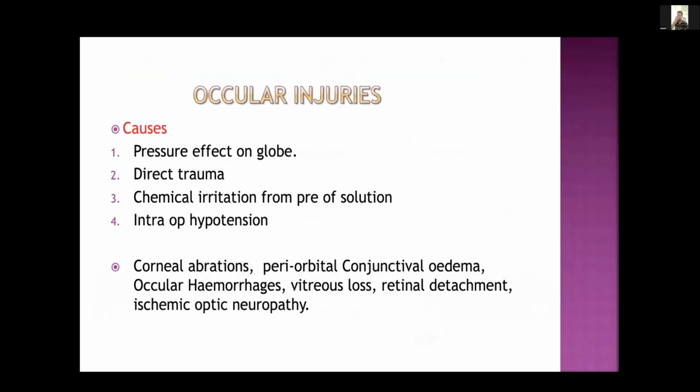Next are the ocular injuries. The main causes are pressure effect on the globe or direct trauma, chemical irritation from pre-op solution, and intra-op hypotension. Various ocular injuries are corneal abrasions, periorbital or conjunctival edema, ocular hemorrhages, vitreous loss, retinal detachment, or ischemic optic neuropathy.